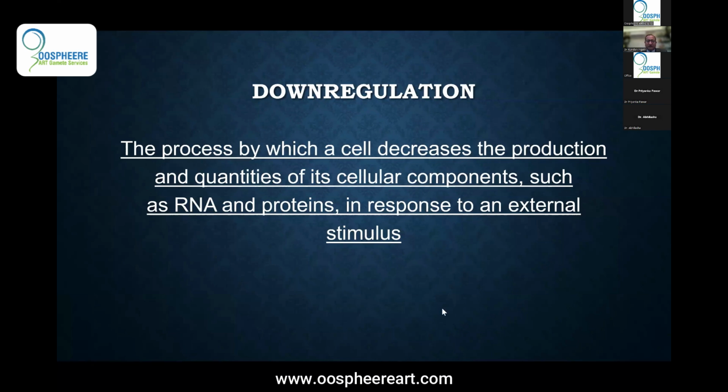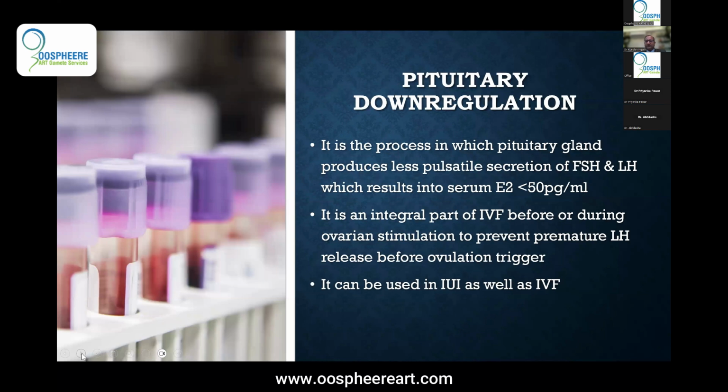So now, if you look at the further steps of downregulation, let us understand that it is the process in which the pituitary gland produces less pulsatile secretion of FSH and LH, which actually results in a serum estradiol level of less than 50 picogram per ml. Okay, so one of the very important criteria where we can say the pituitary is now down-regulated is by measuring the serum estrogen levels less than 50 picogram per ml. You can extend this threshold from 50 to 100, still it's going to be fine.